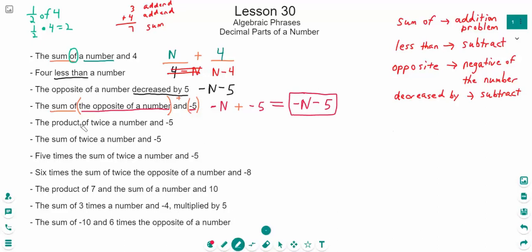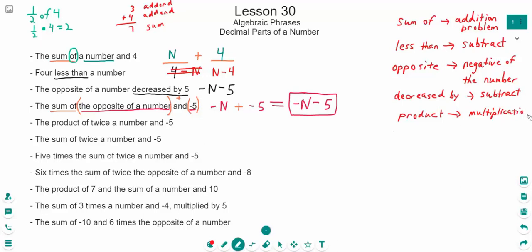The product of twice a number and negative 5. Well, first let's talk about product. That's another clue word. So product would indicate multiplication, right?